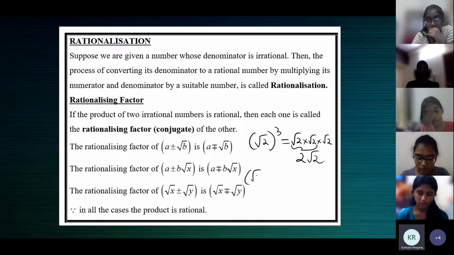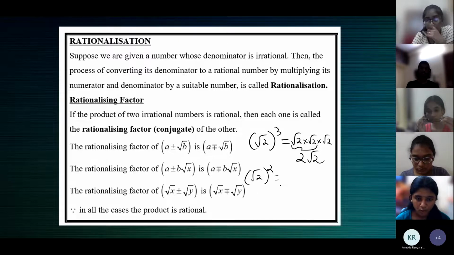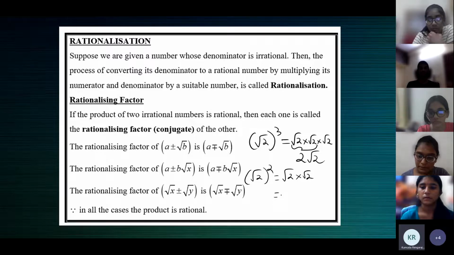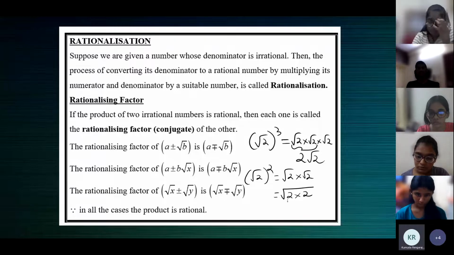What is root 2 the whole square? Root 2 into root 2, which is 2. How is it 2? Because it is root of 2 into 2, so from two 2s, one 2 will come out.